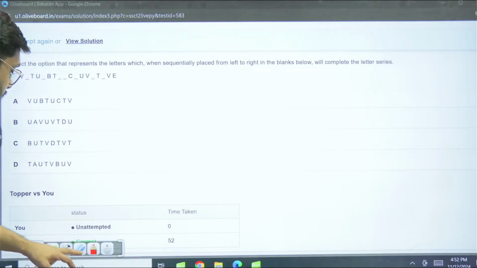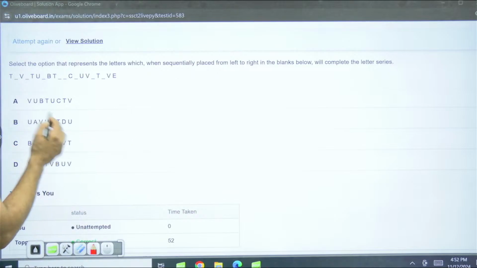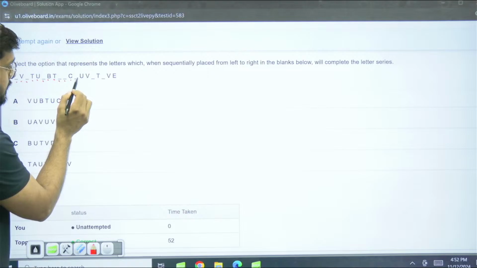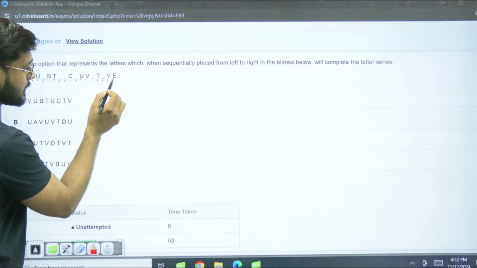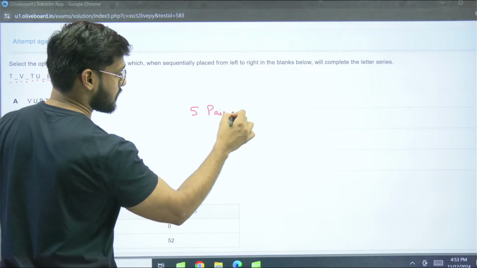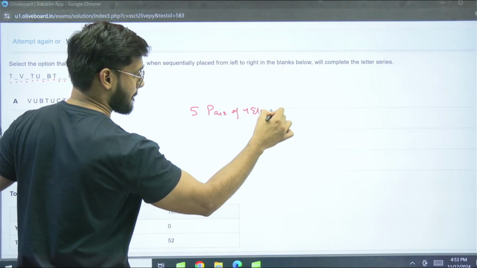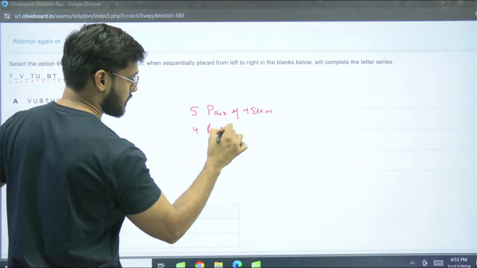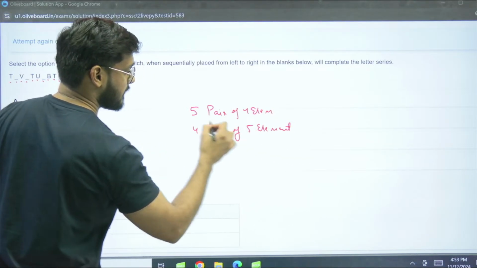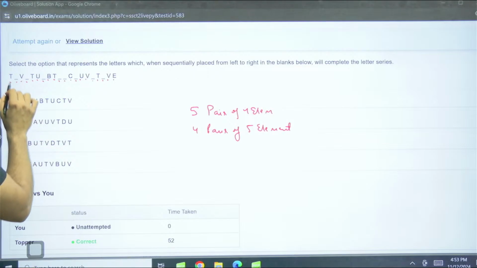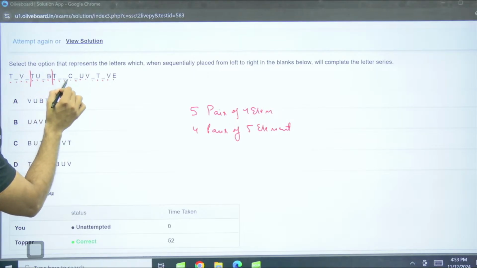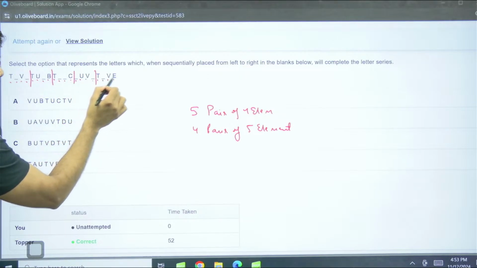We need to complete this series. Let's count the number of elements: 1, 2, 3, 4, 5, 6, 7, 8, 9, 10, 11, 12, 13, 14, 15, 16, 17, 18, 19, 20. We can make 5 pairs of 4 elements, or we can make 4 pairs of 5 elements. Let's make 5 pairs of 4 elements. 1, 2, 3, 4, and so on for each group.